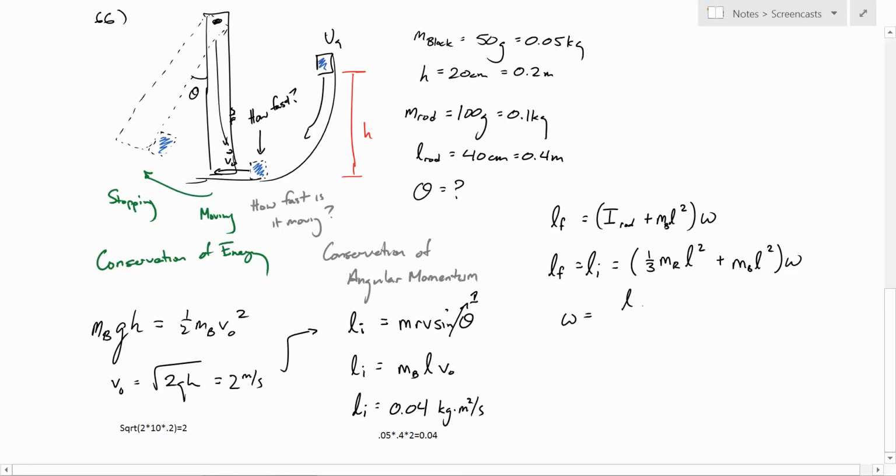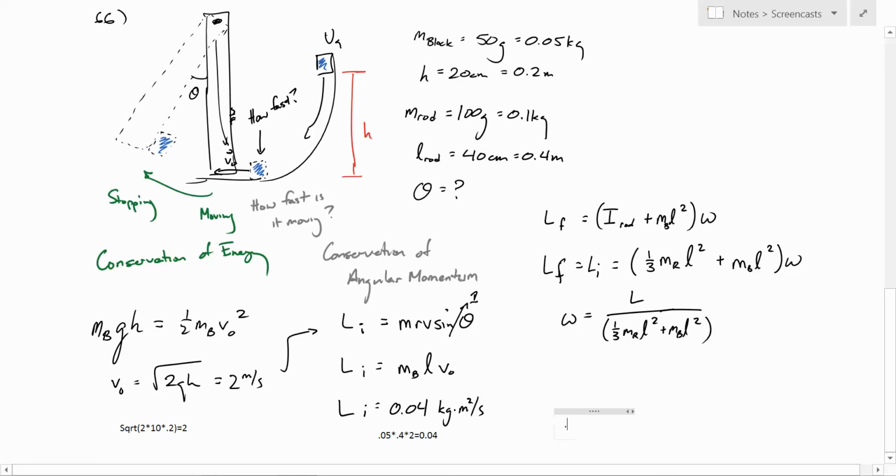And so we have omega equals... I probably should not use, let's change these all to uppercase L's, so as not to confuse them with the length, which probably would have been easier to change because there's only the one length and there are many angular momenta as I've done this problem. So since Li and Lf are both just L, we'll just do that, and then we have a 1/3 m rod, L rod squared, plus m block, L rod squared, and then we need numbers, I guess.